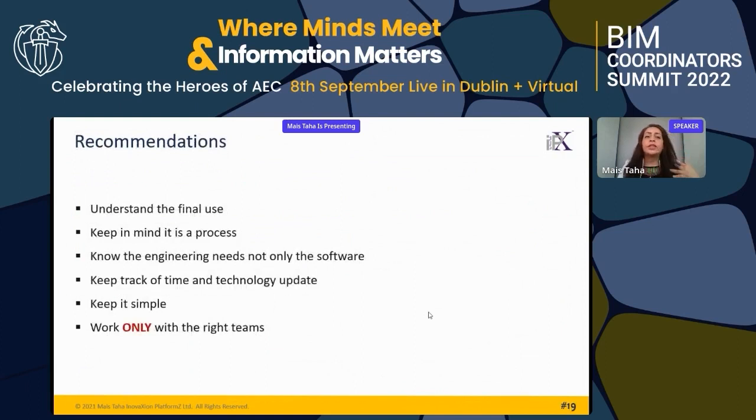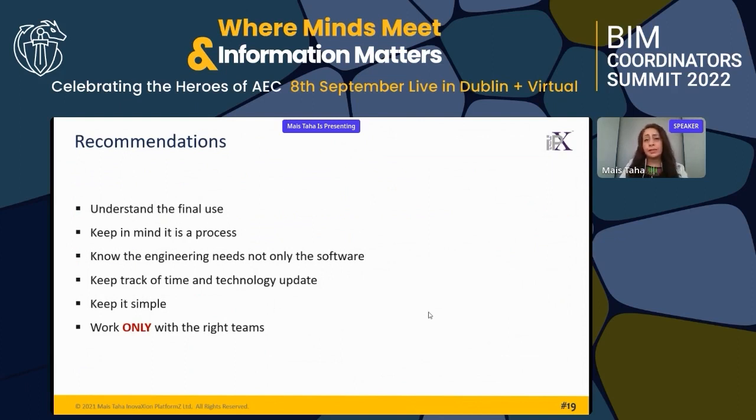Now, my recommendation, always understand the output or the final use. It helps a lot. And this is how you know what the problem was in a certain area in the project. Keep in mind that it's a process. It's not technology. And of course, people matter a lot, but people will adapt to the process.